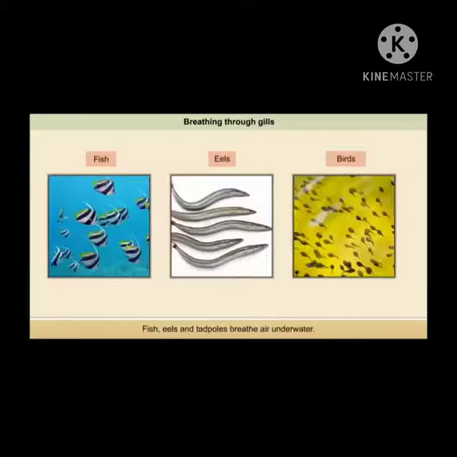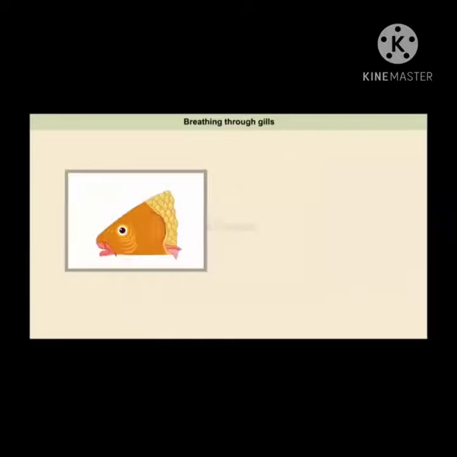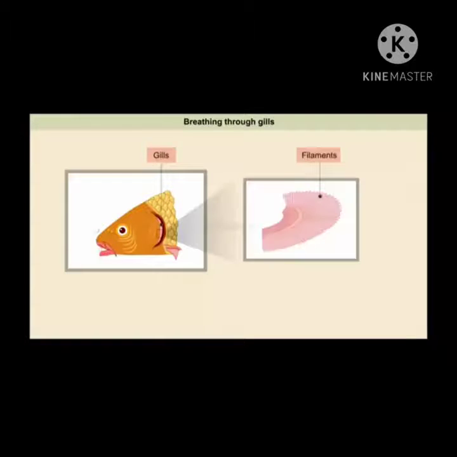Fish, eels and tadpoles breathe underwater. When you see a fish opening and closing its mouth, you are actually seeing it breathe. Instead of lungs, fish and other aquatic animals have a pair of gills. The gills contain filaments. These filaments receive a good supply of blood.